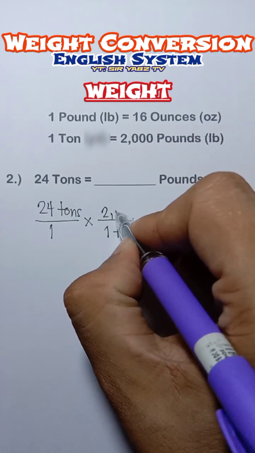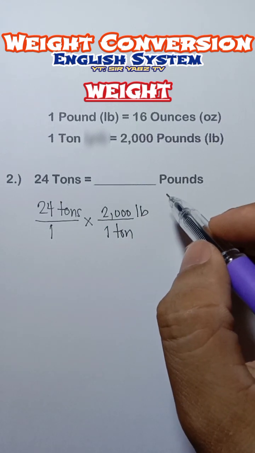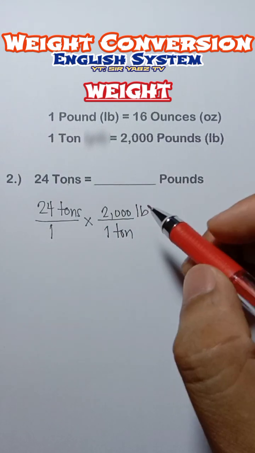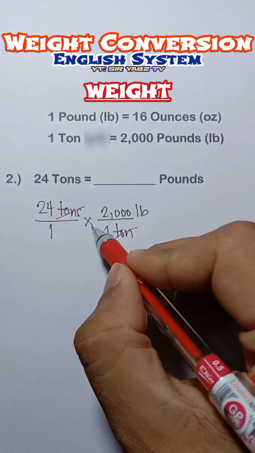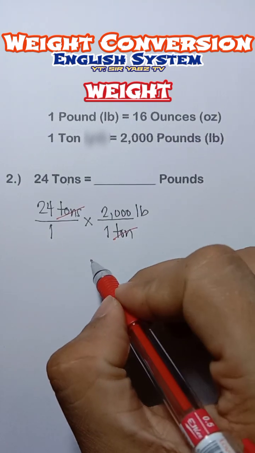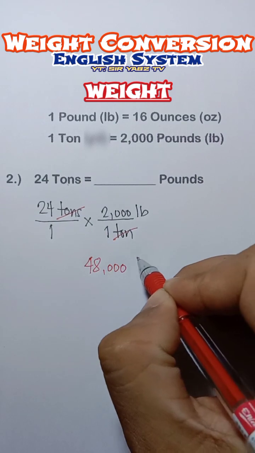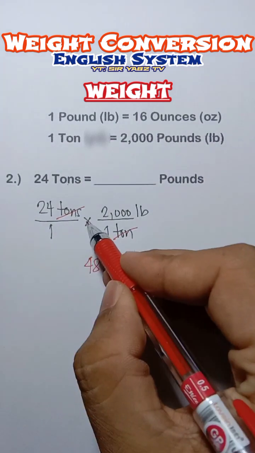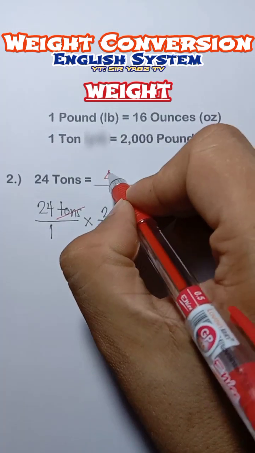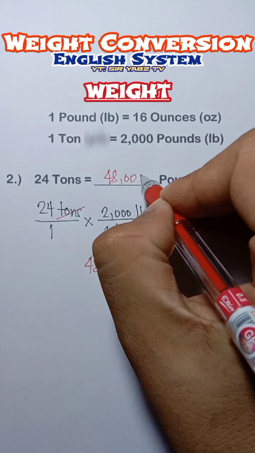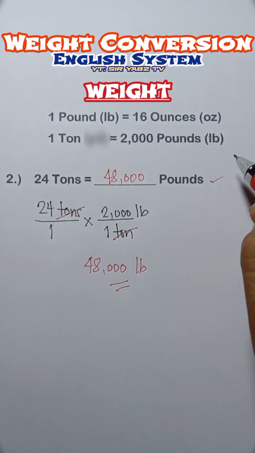So that tons in the given will be cancelled out. So 2,000 pounds is equivalent to 1 ton, so over 1 ton. Okay, then let's cancel out the tons so that the remaining unit will be pounds. Okay, so multiply 24 times 2,000 pounds. That is 48,000 pounds. Okay, so denominator, we don't need that, 1 times 1, okay? So the final answer is 48,000 pounds. Meaning to say 48,000 pounds on 24 tons.